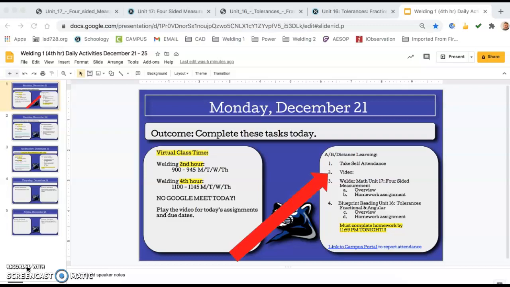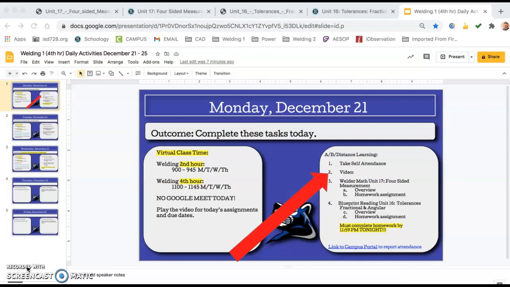Obviously here on the PowerPoint, there's not a video link provided yet because I'm creating it right now. Today, what you need to do is follow along in the video that will discuss Welder Math Unit 17, four-sided measurement. I will walk you through that and expectations. And then I'm going to walk you through Blueprint Reading Unit 16, tolerances, which deal with fractional and angular.